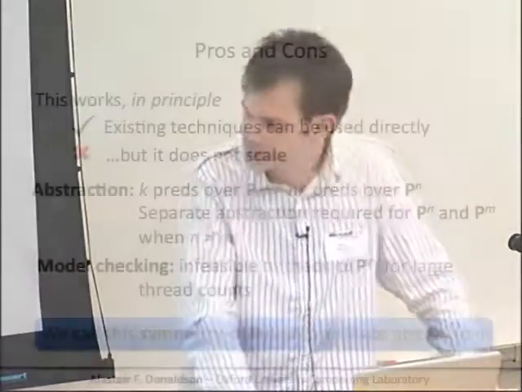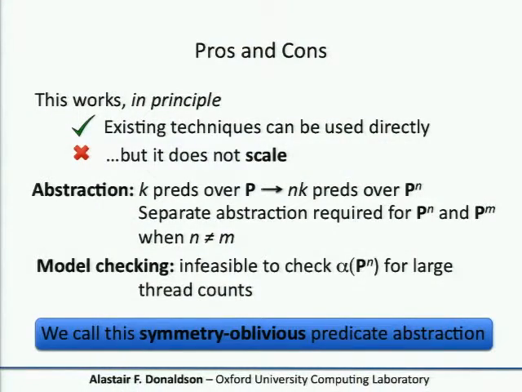So we refer to this method as symmetry oblivious predicate abstraction. So we're basically ignoring symmetry here. And in what I'm going to show you next, I'm going to propose a method that takes advantage of symmetry to do this in a better way.